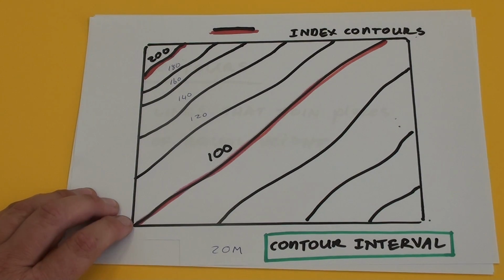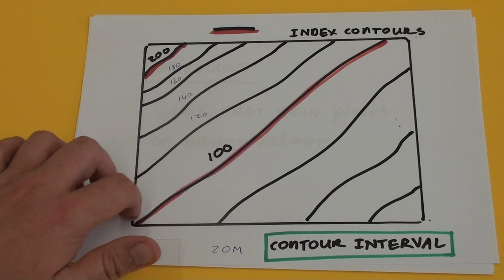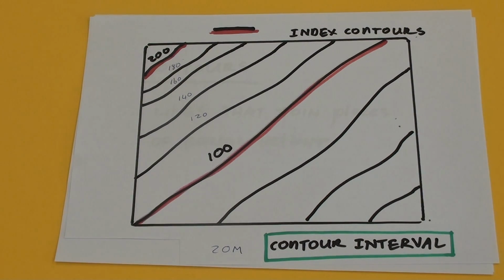Every time there's a contour, it means that there's a change of height, either up the slope or down the slope of 20 meters. So in conclusion, today we've just spoken about contours, and we've said that they are lines that join places of equal height.